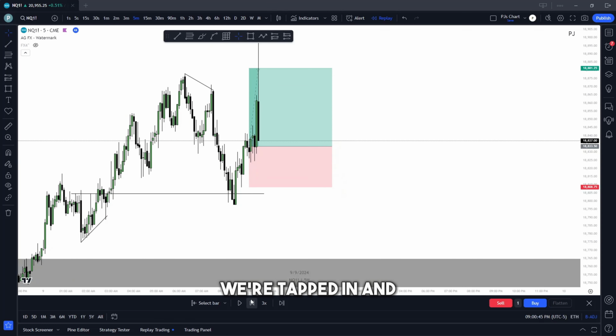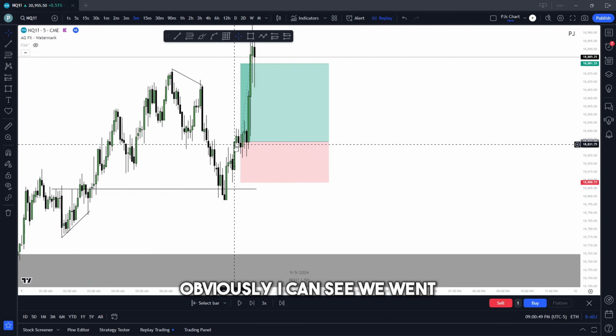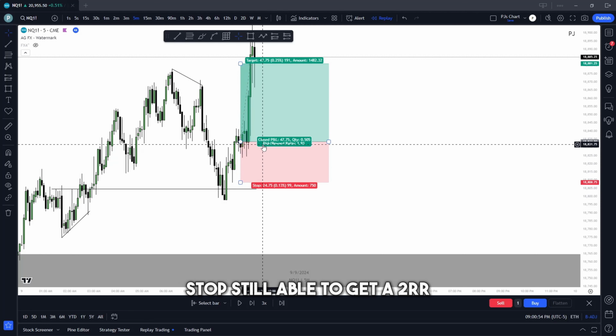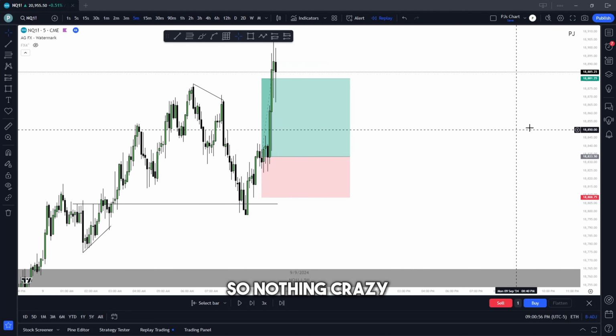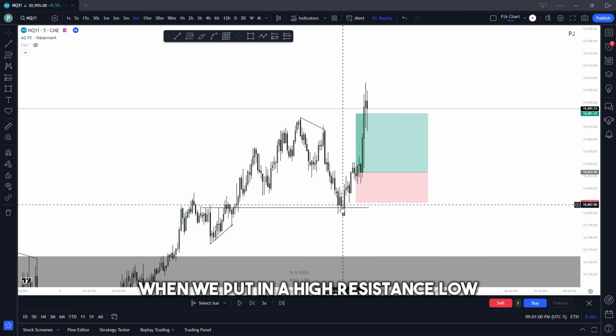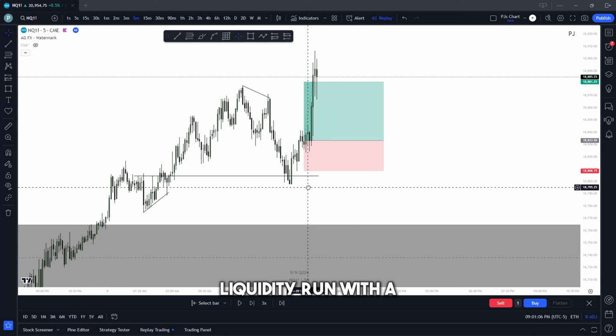Boom, we're tapped in, and we run the high. Obviously, I can see we went internal to external, but just entering in there, with my stop, still able to get a 2 RR. So nothing crazy. You can see the fractalized buy model. You can see when we put in a high resistance low and then turn into a low resistance liquidity run with a time-based reversal.